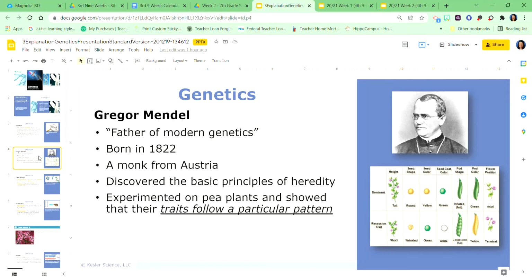His name is Gregor Mendel. He was also known as the father of genetics. He was born in 1822 and was a monk from Austria. He discovered the basic principles of heredity and experimented on pea flowers and showed their traits follow a specific pattern.